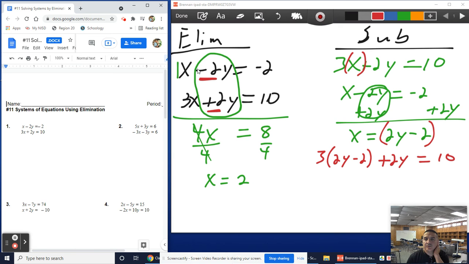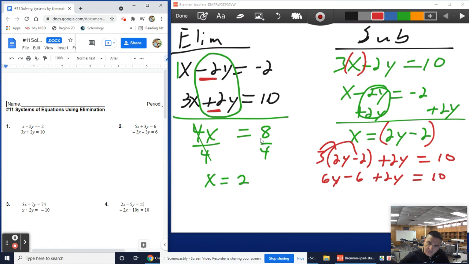Notice how when we did substitution, we had to do a step, and now we got a longer equation. It didn't become a short equation like this 4x equals 8. It became a longer equation. So this one would take some solving. 3 times 2 is 6y. 3 times negative 2 is negative 6. Then we still have the plus 2y, and we have the 10.